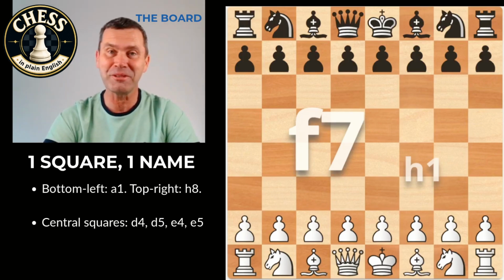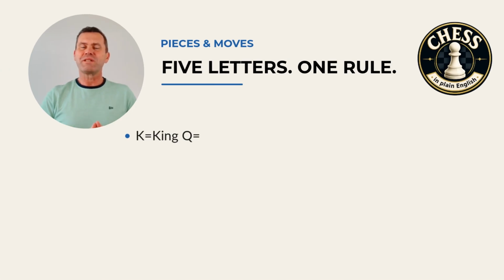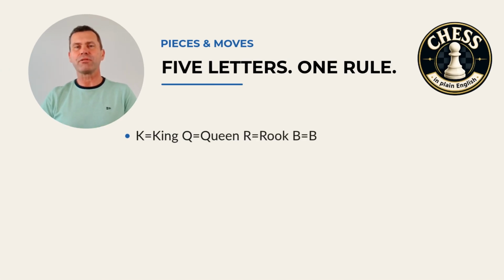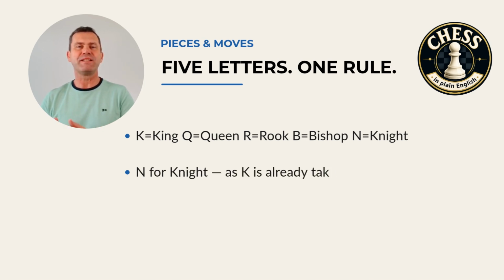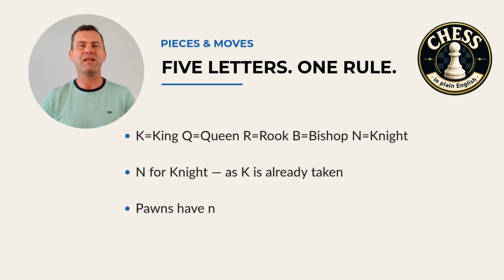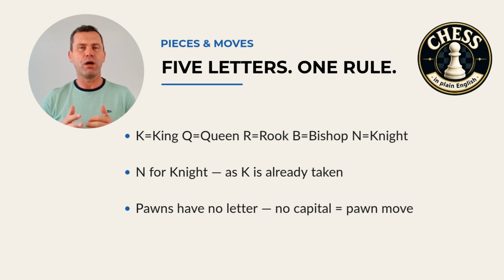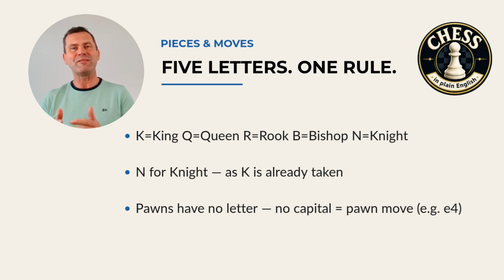I highly recommend it. Each piece except the pawn has a capital letter. K is king, Q is queen, R is rook, B is bishop, N is knight, and for knight it's N because K is already taken by king. Pawns have no letter. A move that opens with a capital letter is a piece move. A move that opens with a lowercase letter is a pawn move. That distinction alone reads about half of all chess notation.